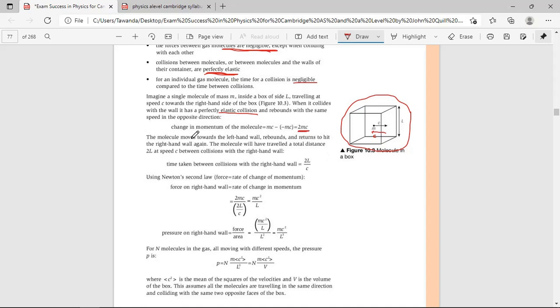Now the molecule moves towards the left and rebounds and returns. The molecule will have traveled a total distance of 2l, because when the particle moves from here to here, it's l, then it bounces back, it's another l. So the total distance moved is 2l. So now what will be the time taken?